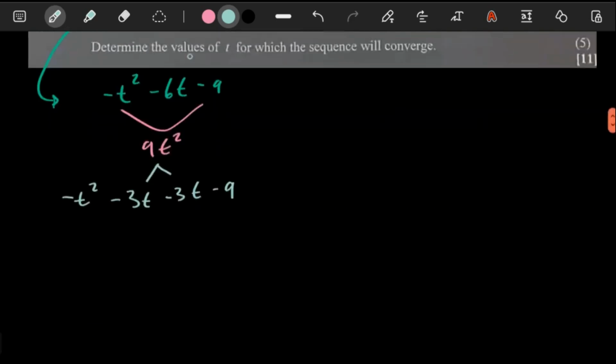So here we can take out a common factor, right? So a common factor here, it looks like we can take out negative t. So if negative t goes out, you're going to have here t, and then here plus 3. Same way, you can take out a negative t. If you take out a negative t here, no, a negative 3. Take out a negative 3 here, you're gonna have negative t left.